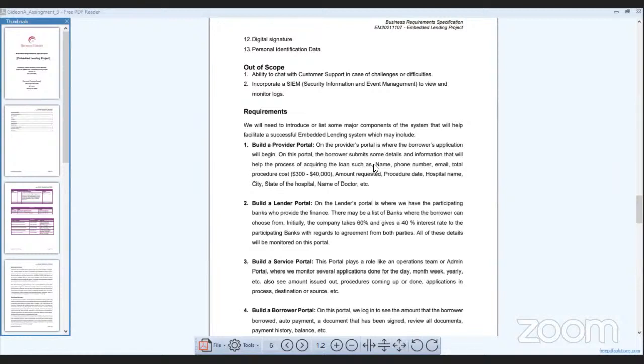On this portal, the borrower submits some details and information that will help the process of acquiring loans, such as name, phone number, email, total procedure cost, amount requested, procedure date, hospital name, cities, state of the hospital, name of the doctor. Without these details, it will be difficult for you to proceed to the next level. So you need all this information.